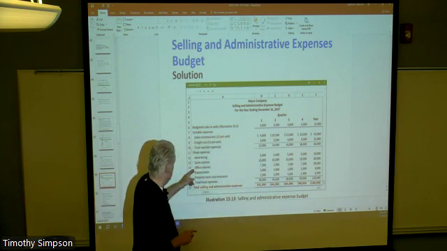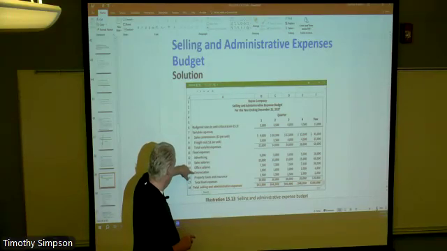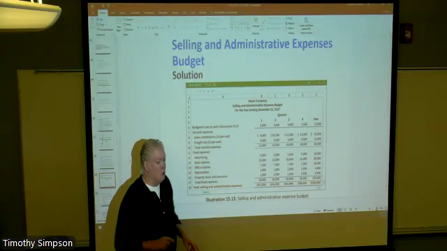One thing I want to point out here was the idea of depreciation and salaries and how those are not overhead.